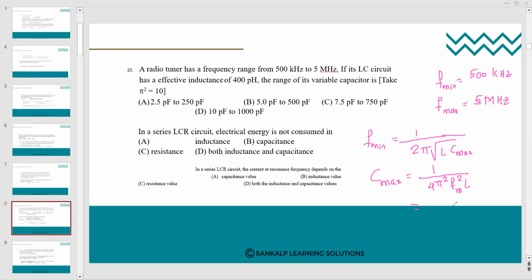Which is equal to 1 divided by 4 pi square, and they have said to take pi square as 10. So directly I can take it as 10 into F minimum square. The minimum value of frequency is given as 500 kilohertz, therefore 500 into 10 raised to 3. Okay, the next L value. L value is given as 400 picohenry.